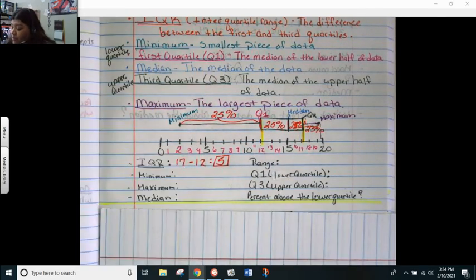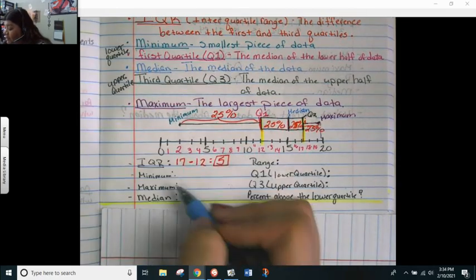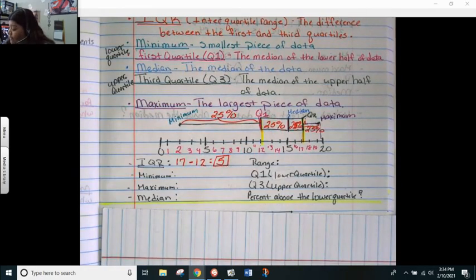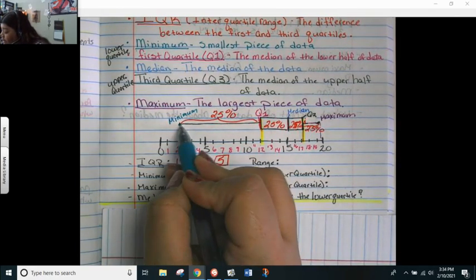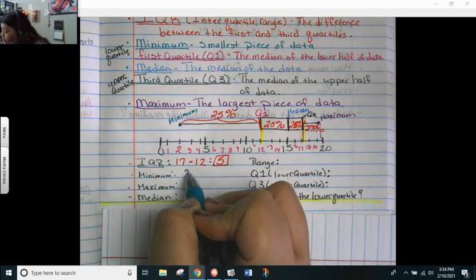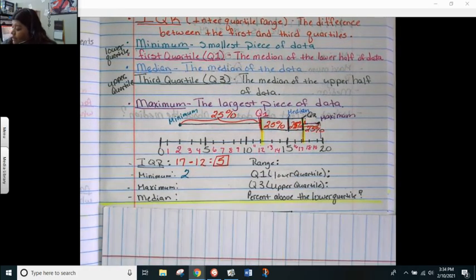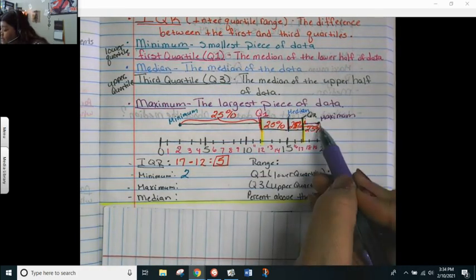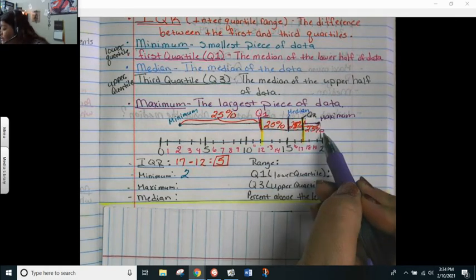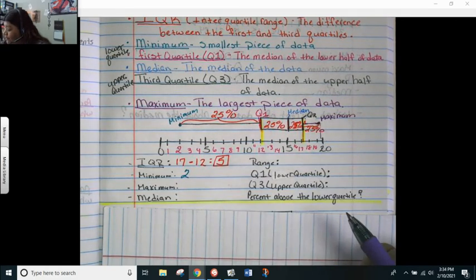All right. The minimum, we kind of identified that. My minimum is right here. It is a 2. The maximum, the biggest number in my data set, is a 20.